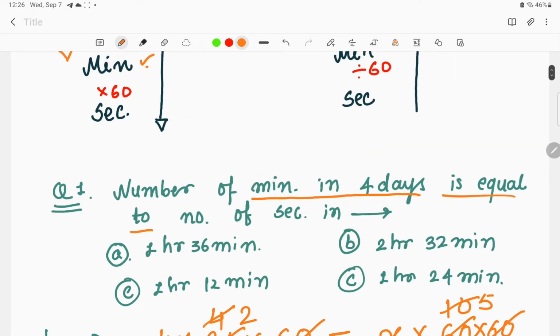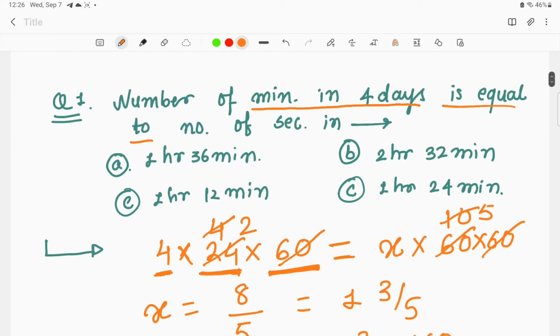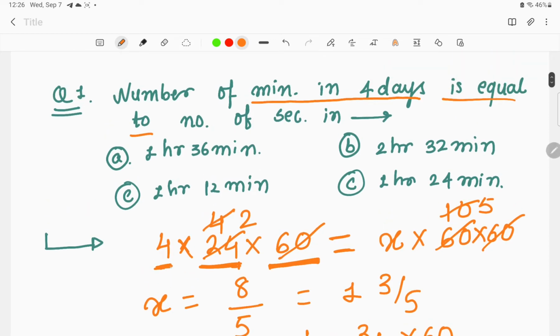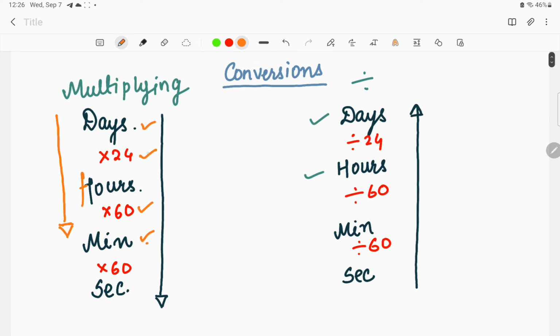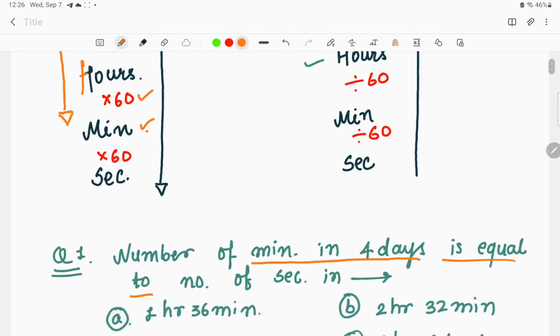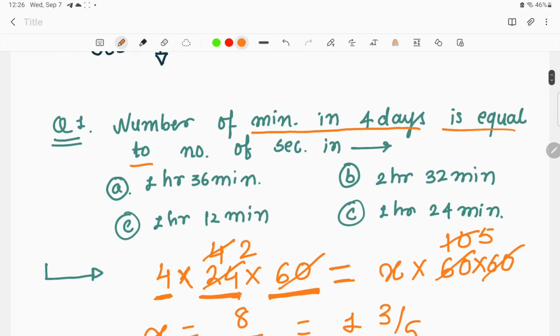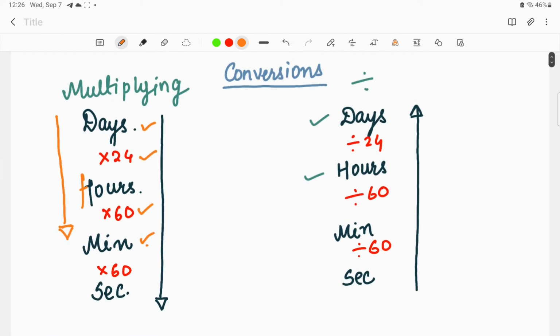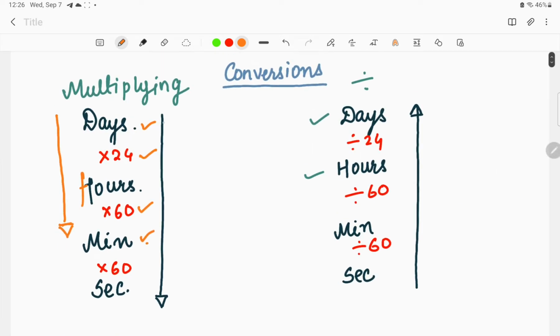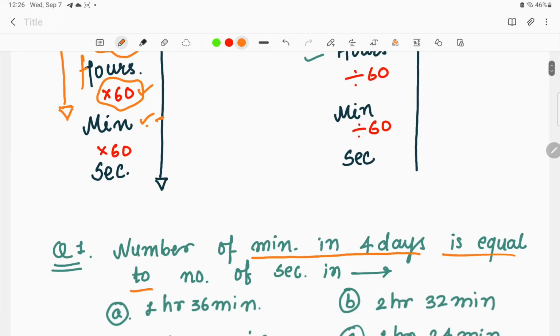Here we have done nothing special. The question asks: the number of minutes in 4 days is equivalent to the number of seconds in how many hours? In 4 days, what we have to do is convert the days into minutes. So first we multiply by 24 and then by 60. This is the very first step.